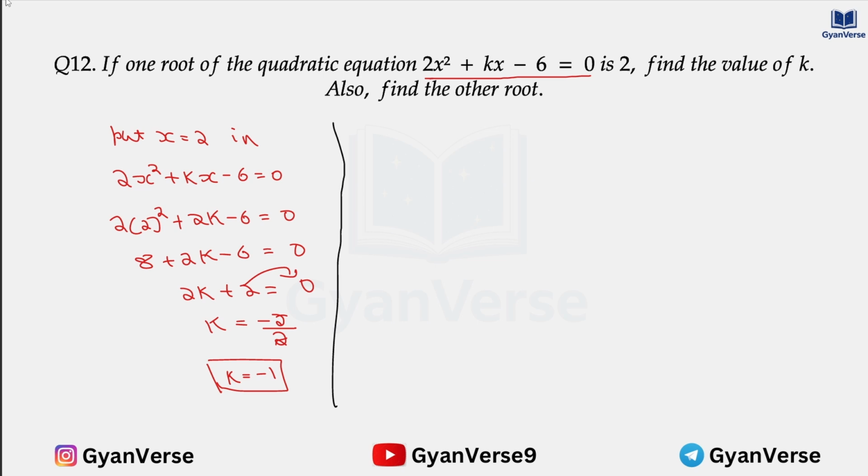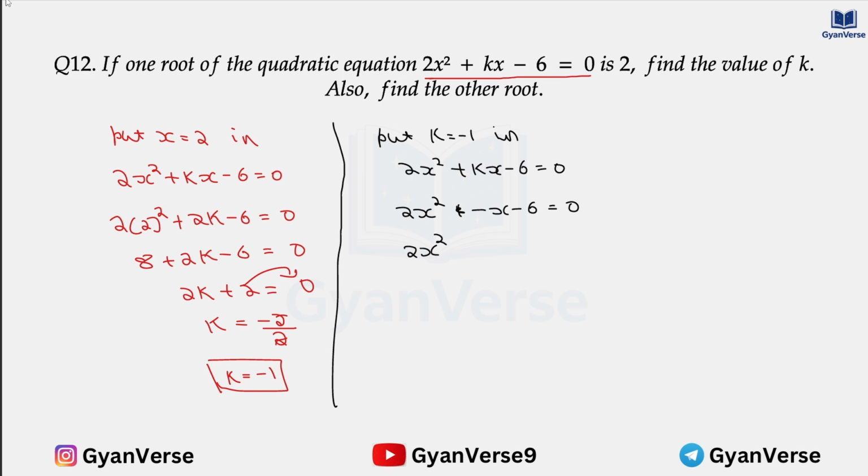So I will put the value of k, that is k equals minus 1, in 2x square plus kx minus 6 equals 0. So the equation will become 2x square minus x minus 6 equals 0. Now I have to solve this quadratic equation. How I am going to solve it is by splitting the middle term. I will do the same thing.